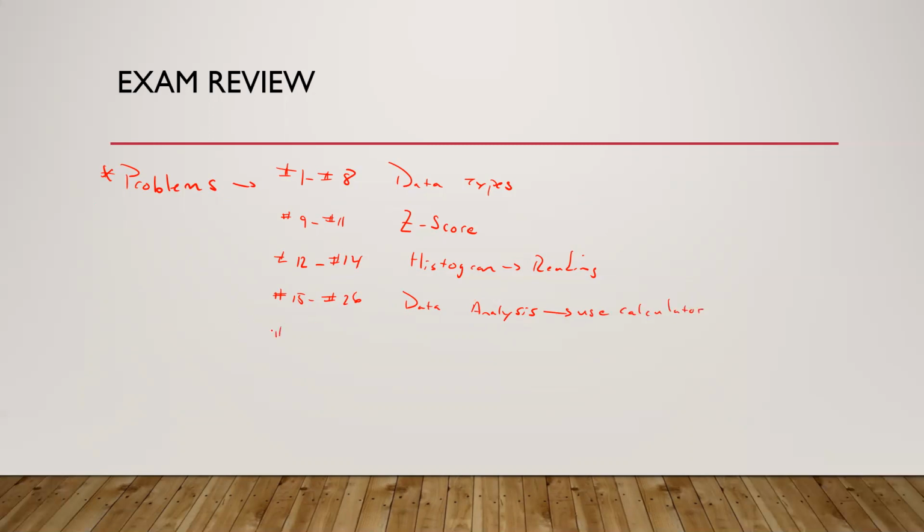Then problems number 27 through number 33 are the regression stuff. Again, you're going to use your calculator. And then finally, problems number 34 through number 37. They're other types of questions. So these are only worth 9 points total, problems 34 to 37, but I'm not gonna tell you what type of questions they are, okay?